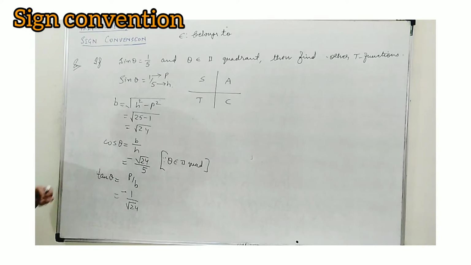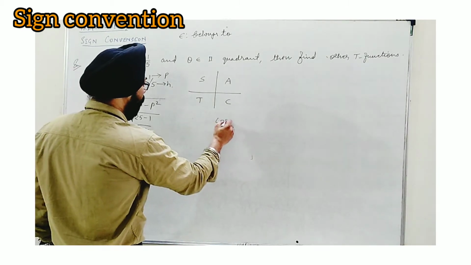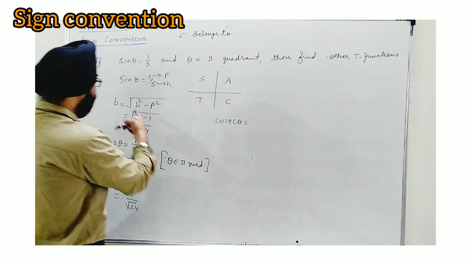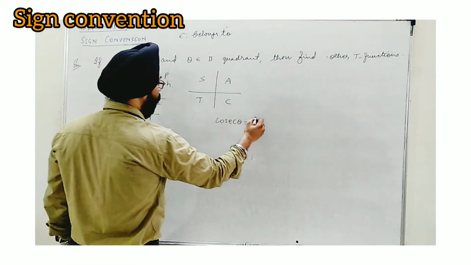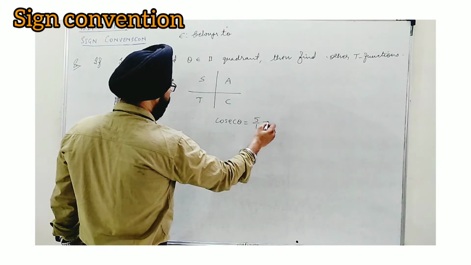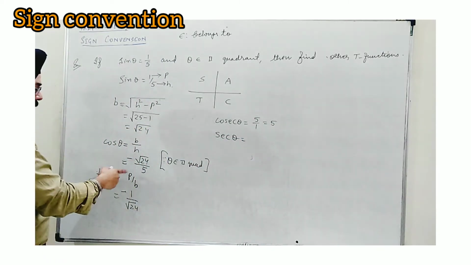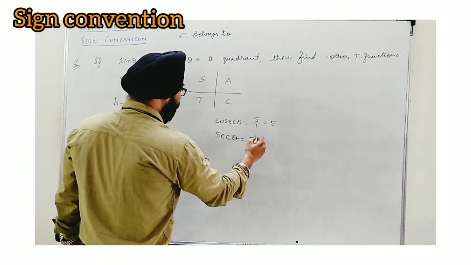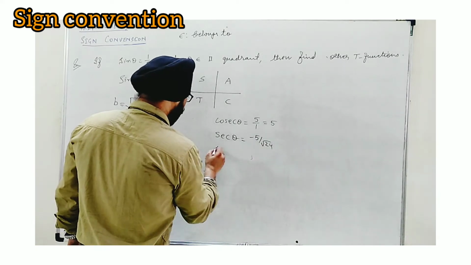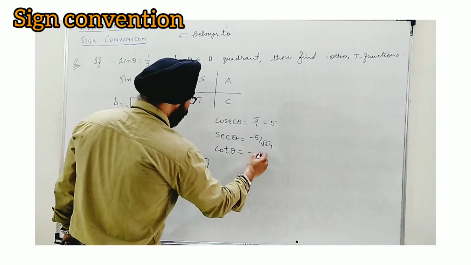Reason will be the same. At first, sine, cos, tan are the main functions, and the others can be obtained by finding the reciprocals. Cosec theta will remain as it is, positive like sine. It was 1 by 5, so this will become 5 upon 1, or only 5. Sec theta is the reciprocal of cos, and since cos is negative, this will be minus 5 by root 24. And cot is the reciprocal of tan with a minus sign, so we get minus root 24.